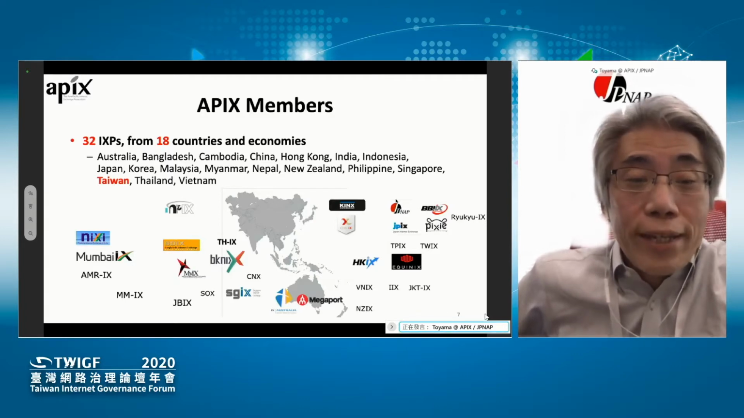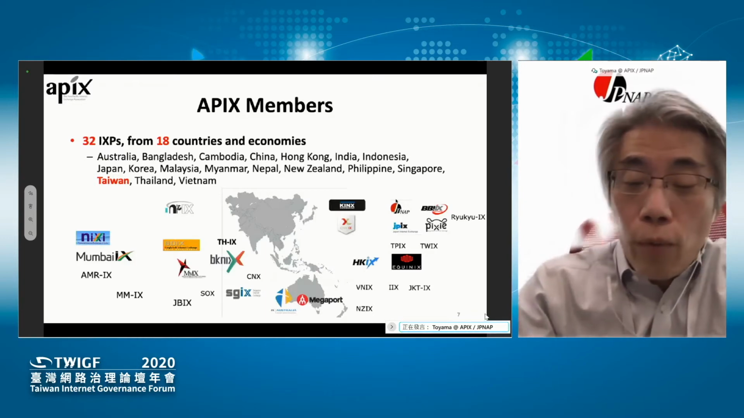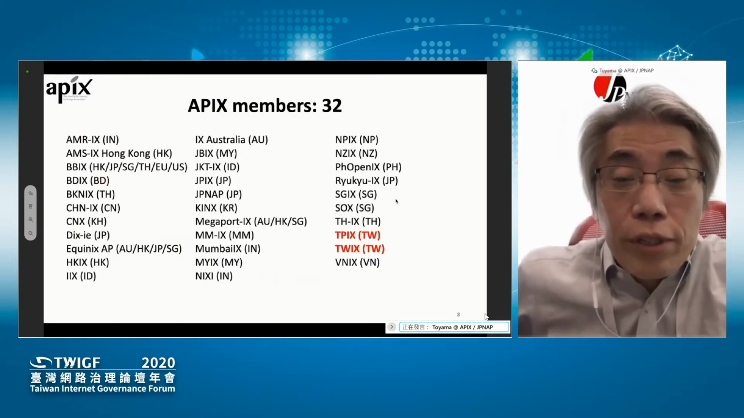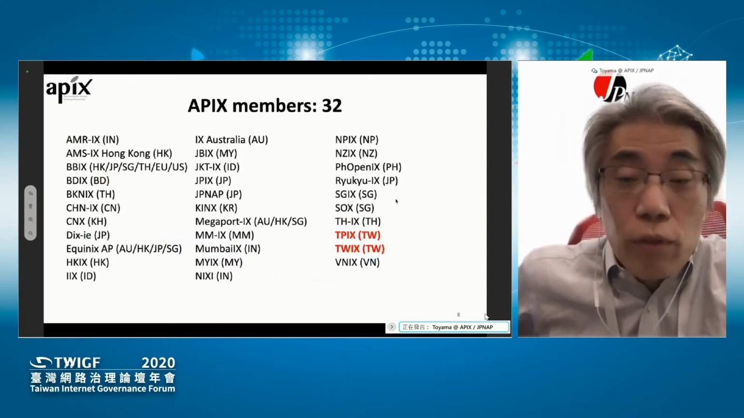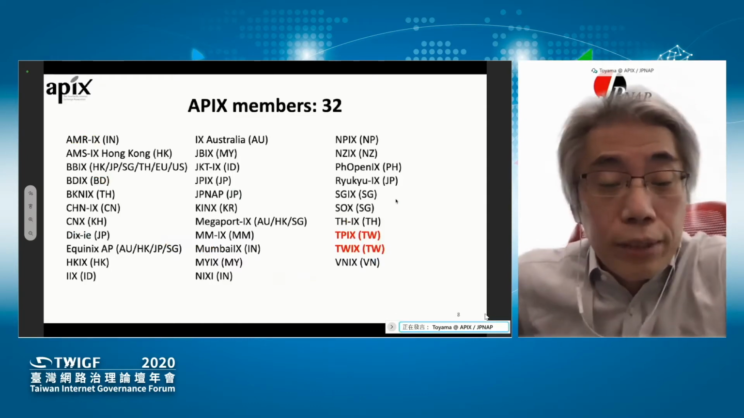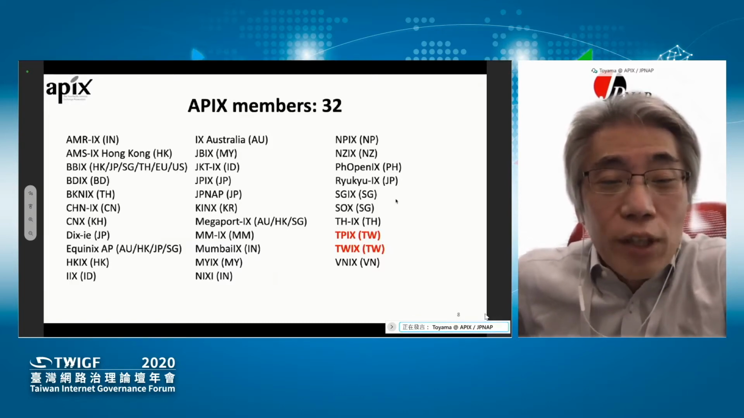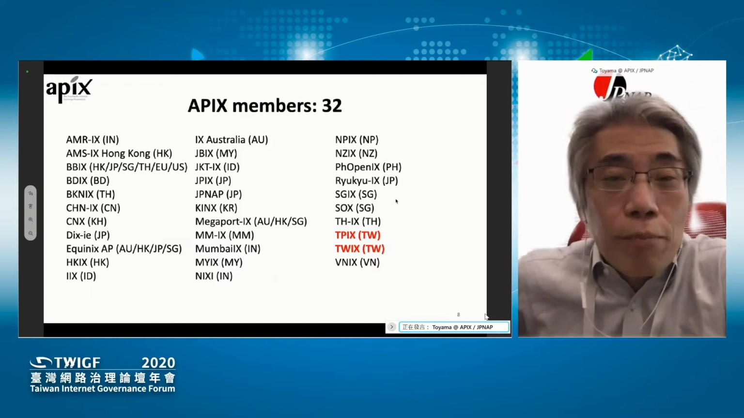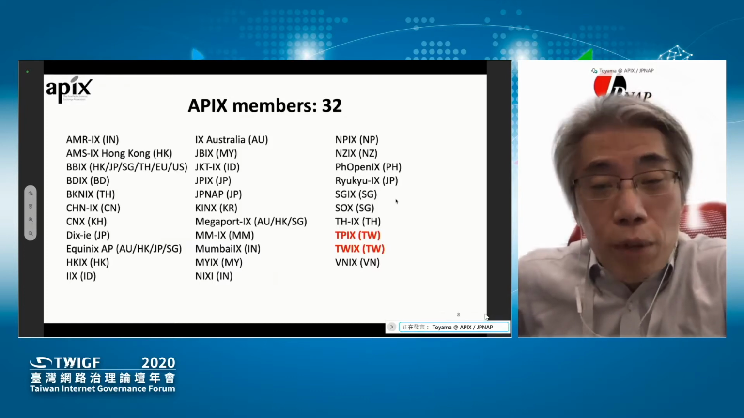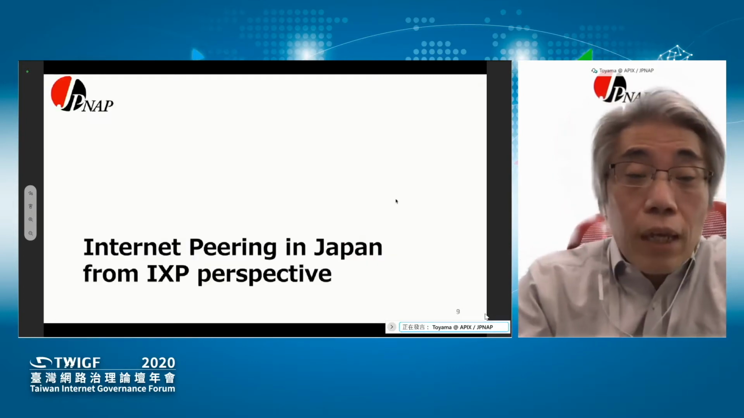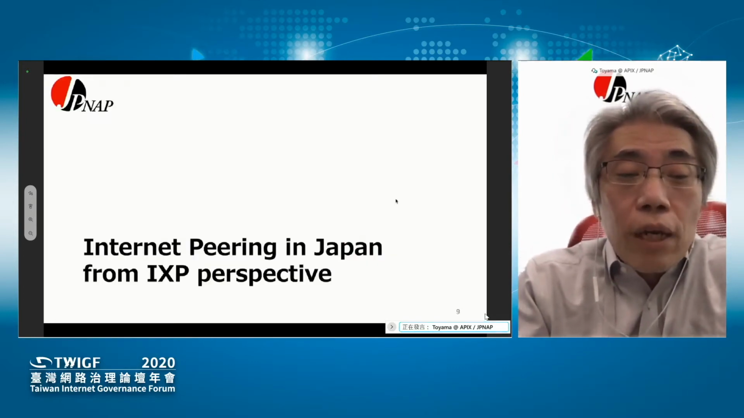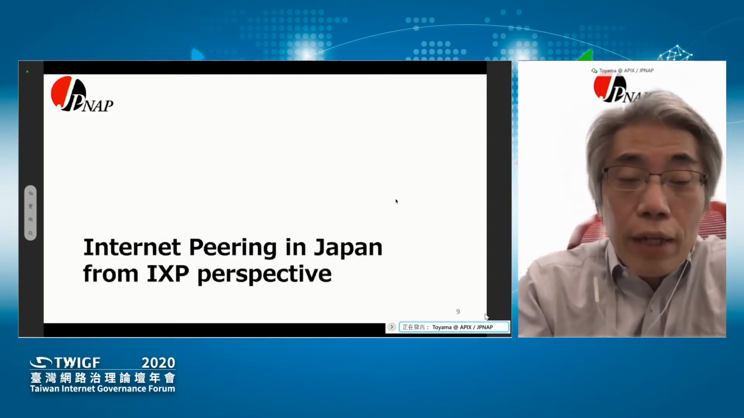As you can see, from Taiwan we have two members, TPIX and TWIX. I should also mention HKIX, which is also a member of APIX, and these are the list of the members. Okay, let's go to the next one. I would like to introduce the internet peering situation in Japan from an internet exchange perspective.